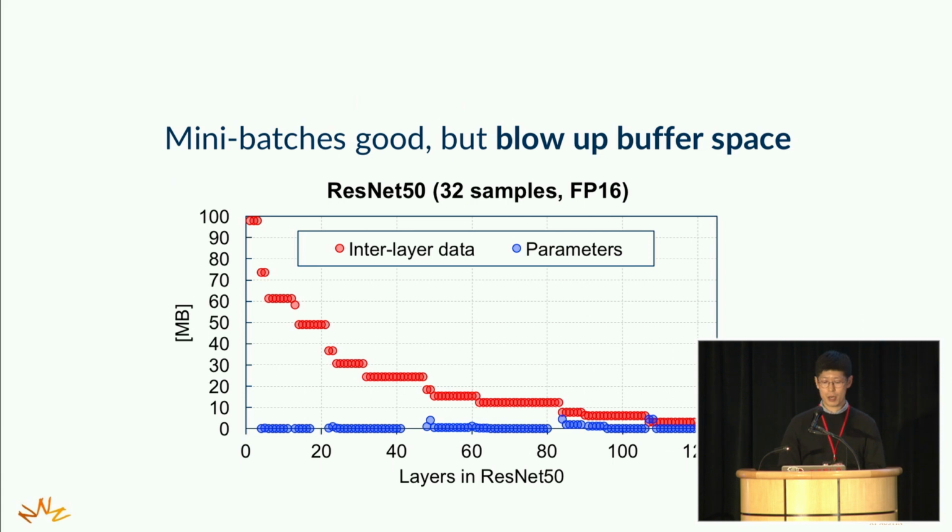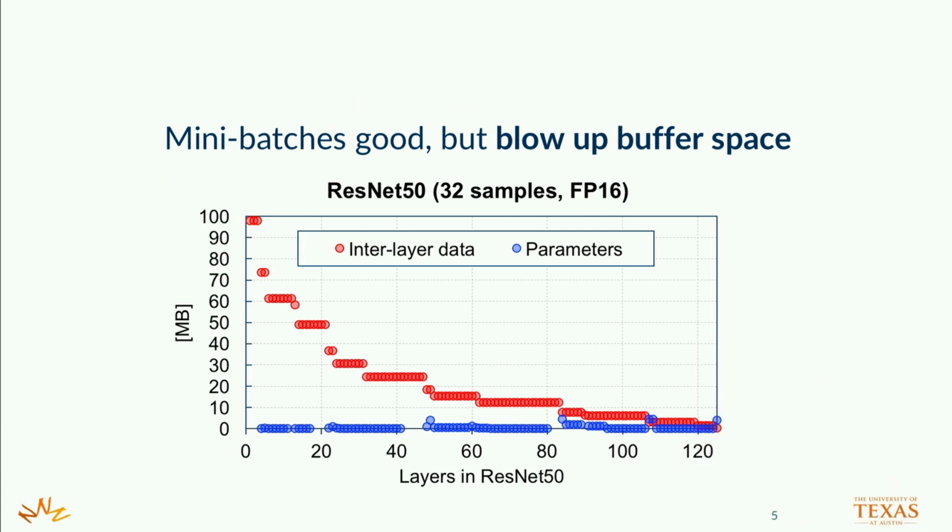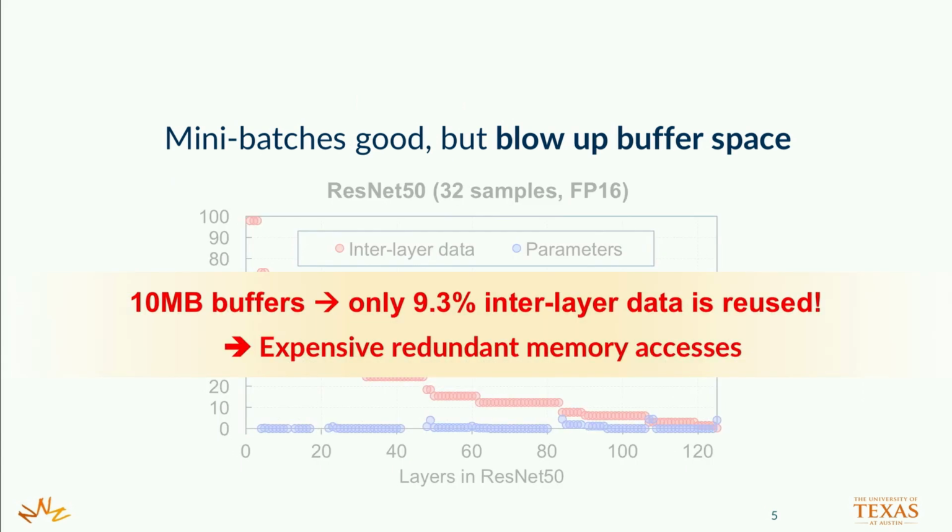This graph shows the size of interlayer data, which are the features, and the parameters per layer used in ResNet-50. Here I use 32 samples per accelerator and floating point 16. As you can see, since the interlayer data size is too big, even using about 10 megabytes of on-chip buffer space, we can only capture about 9% of interlayer data locality, which causes lots of expensive off-chip memory traffic.